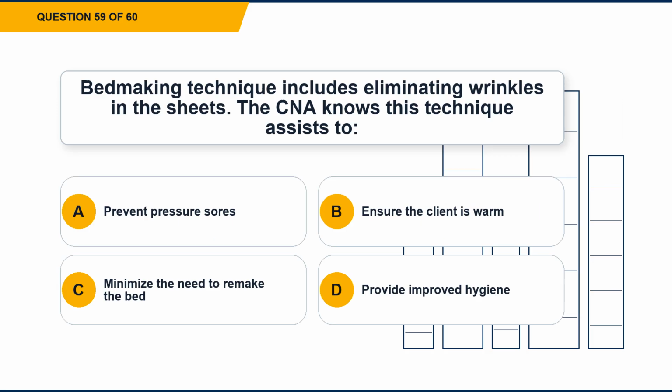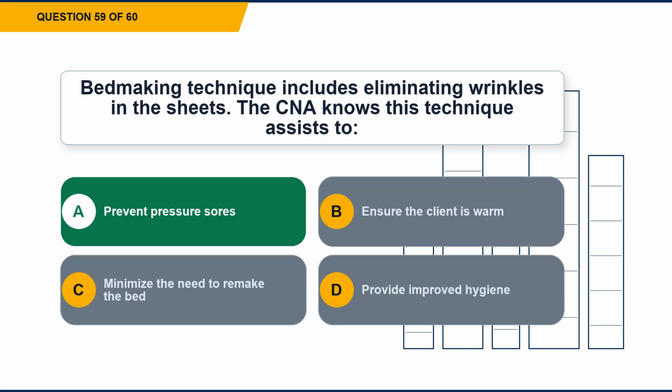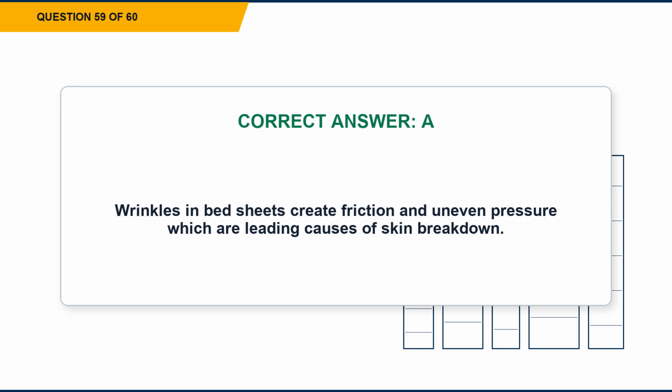Question 59. Bed-making technique includes eliminating wrinkles in the sheets. The CNA knows this technique assists to: Option A, prevent pressure sores. Option B, ensure the client is warm. Option C, minimize the need to remake the bed. Option D, provide improved hygiene. The correct answer is option A, prevent pressure sores. Explanation. Wrinkles in bed sheets create friction and uneven pressure, which are leading causes of skin breakdown.